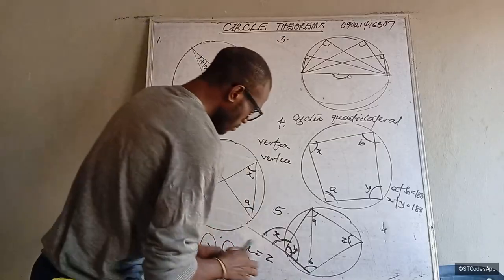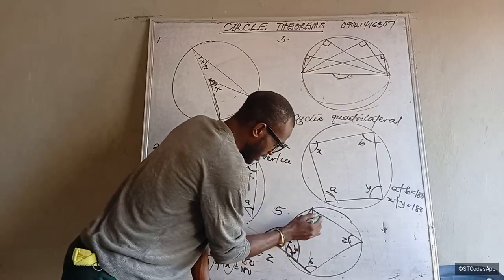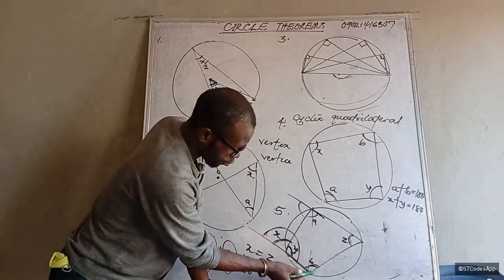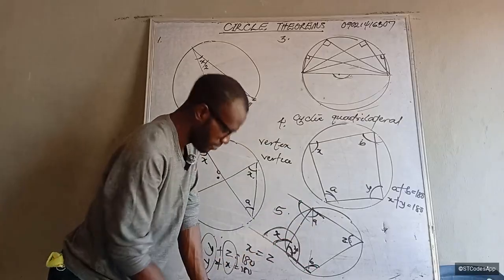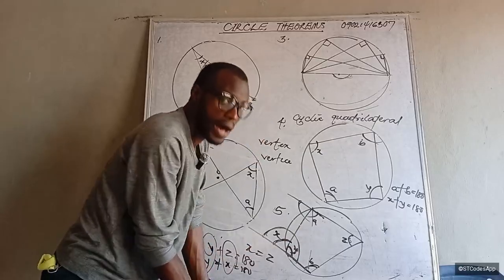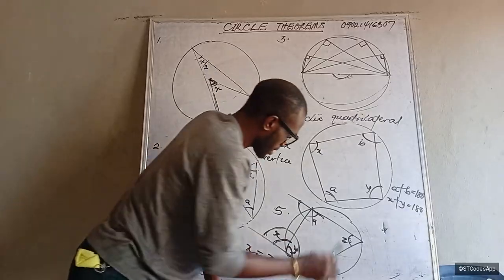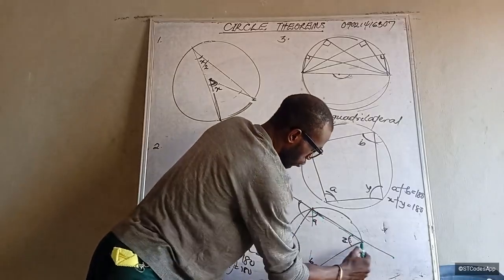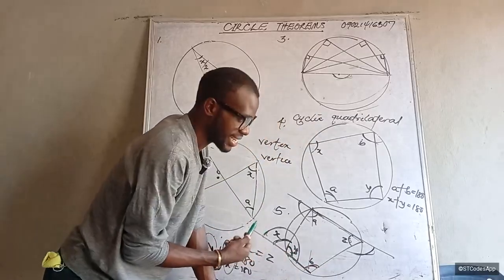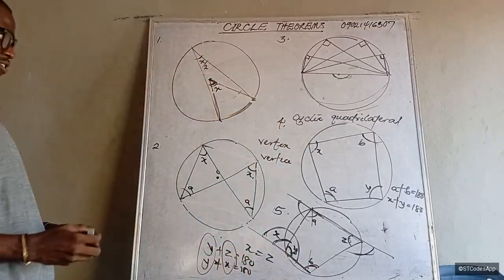Let me show you now. If I extend this side, it will be equal to what? B. An interior angle will be equal to the opposite exterior angle. Then these two, if I give you an angle here, it will be equal to where? Y. Is that clear? So that's that for the axiom.